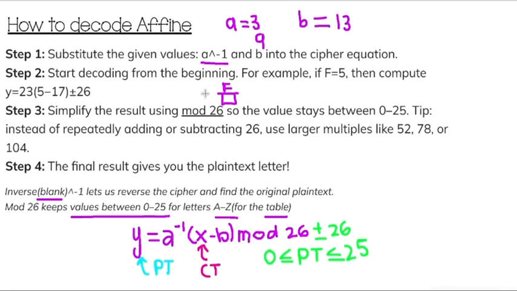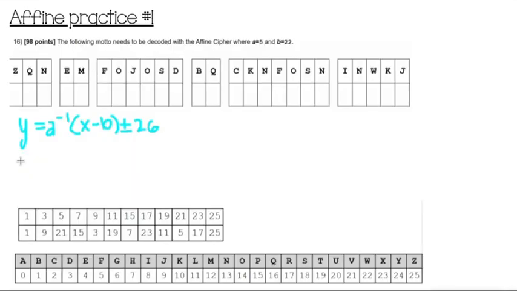Okay, so now let's continue on to an actual example. Over here, we have our equation written down, and the problem says that A equals 5 and B equals 22. Okay, so we can leave B as it is, but A we need to find the inverse of. So over here we have the inverse of 5 as 21, and this was the table that I was talking about before, and these two tables are in the resource sheet. So 5 is 21.